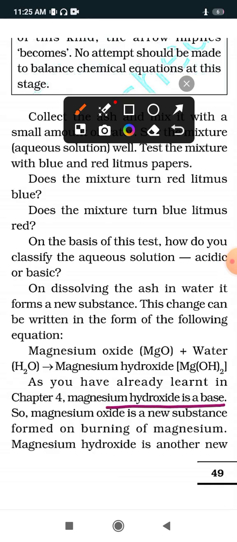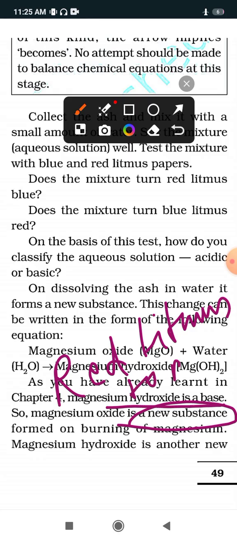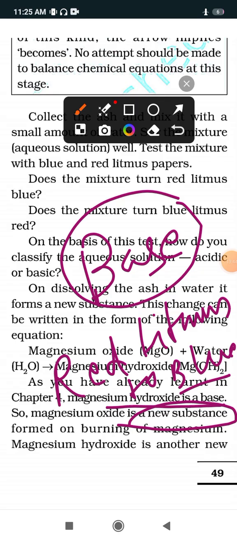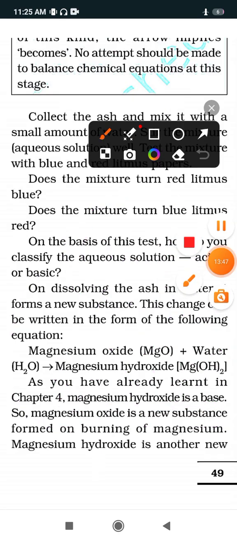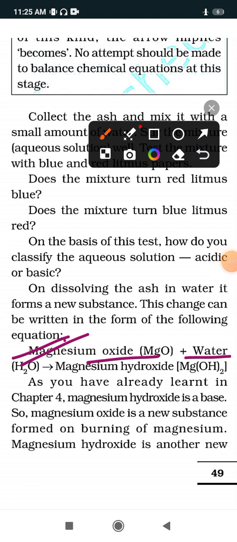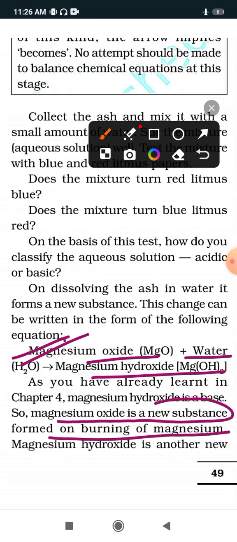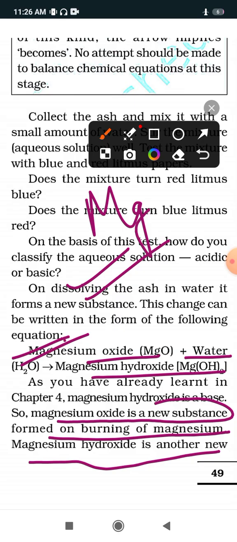So it will turn red litmus to blue. Clear? A base always turns red litmus blue. So this is the reaction given here: magnesium oxide plus water gives magnesium hydroxide. So two new substances are formed: the first one is magnesium oxide, formed on burning of magnesium, and the second one is magnesium hydroxide, formed when it reacts with water.